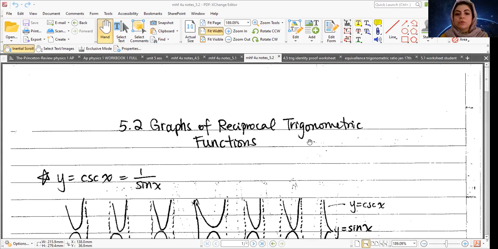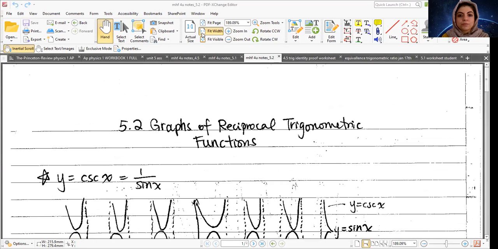5.2 graph of reciprocal trigonometric function. In the last topic, we did the graph of sine x, cosine x, and tan. Now we want to do the reciprocal of that, 1 over sine. So 1 over sine we know is cosecant, right? Basically, we want to graph cosecant. The same method I'm going to use.